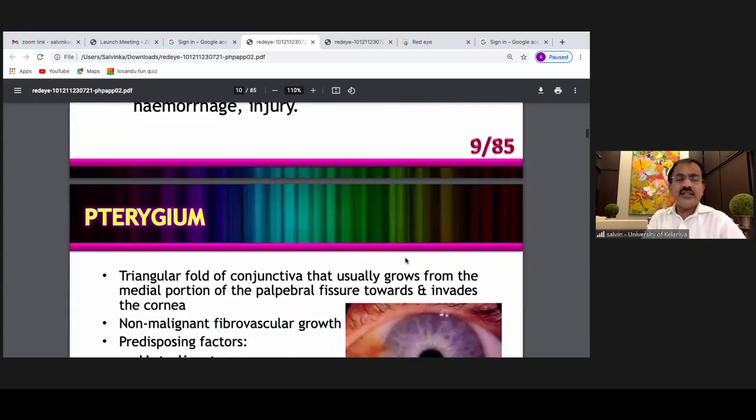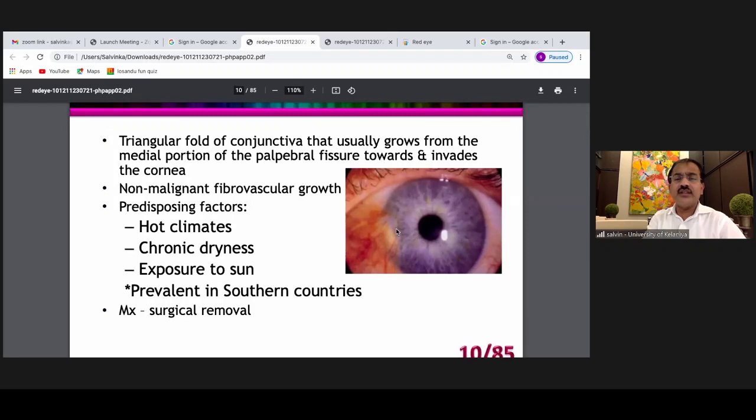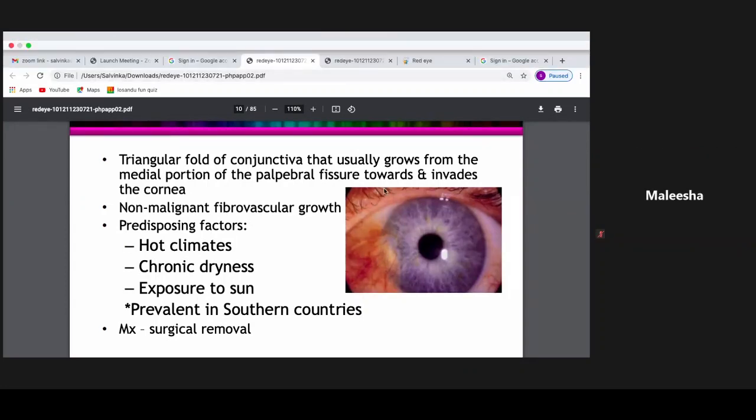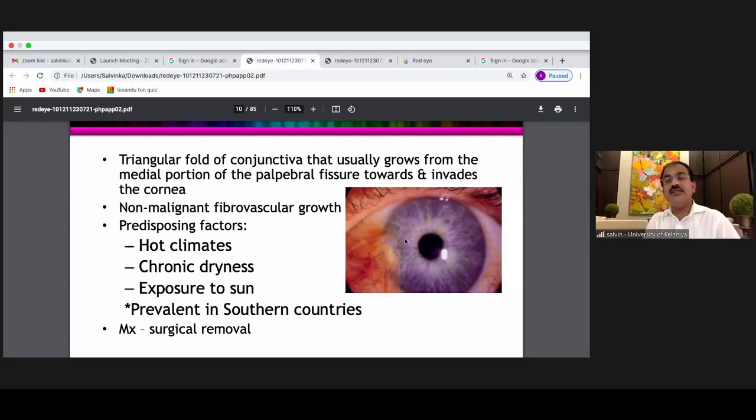And this is another very common condition that comes to you. What is this? Anyone? What is this? Corneal ulcer. This one, I'm asking about this one. Have you seen this?